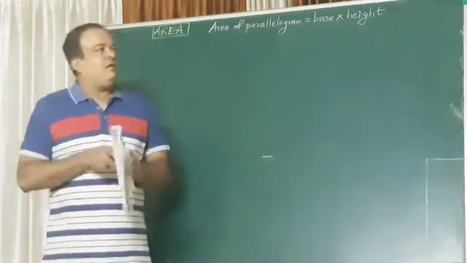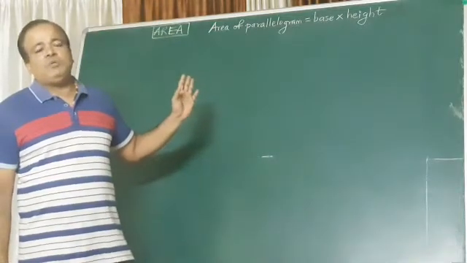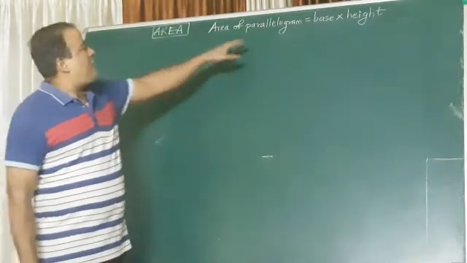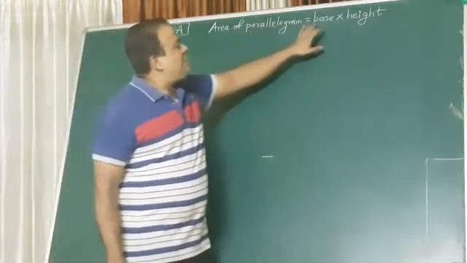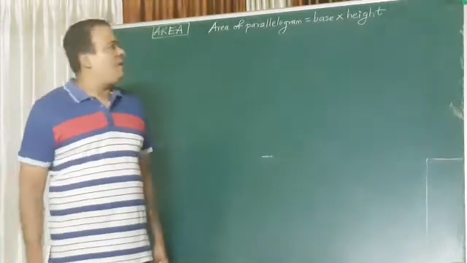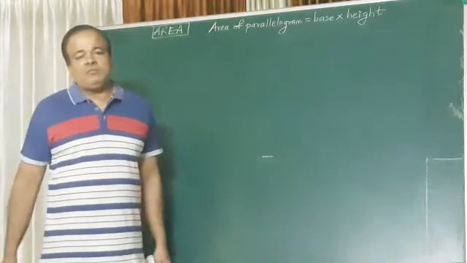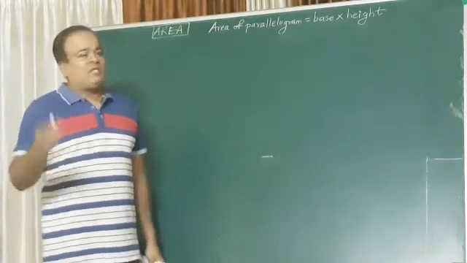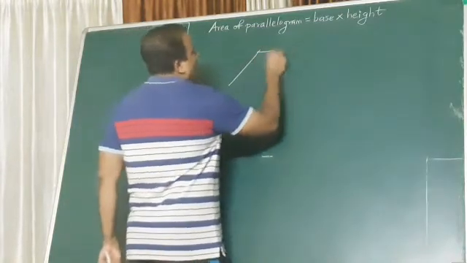So let's begin. The first quadrilateral whose area we'll be learning to find is the parallelogram. The formula for the area of a parallelogram is base into height, base multiplied by height, or the product of base and height. Now, you've learned about the parallelogram in lower classes, but I'll just brush up with you. What is a parallelogram? So I'll draw a parallelogram.